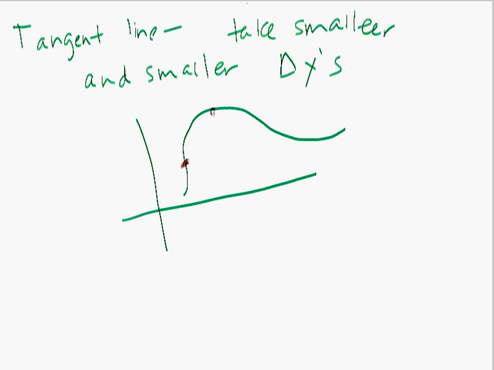Alright, so this might be x plus delta x1. That gives us a secant line. Now imagine shifting that over a little bit. This is now x plus delta x2. You can see that the first secant line looks like that one. The second secant line looks like that one.